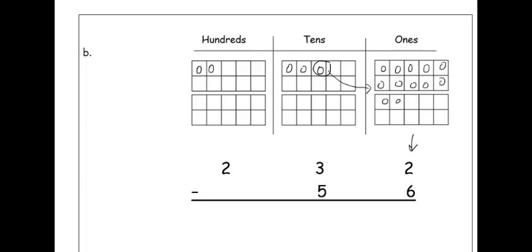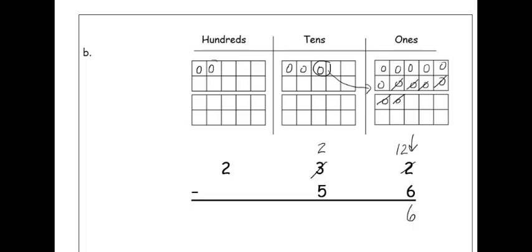So we had 3 tens, we took one of them, so that leaves 2 tens, decomposed it into 10 ones, and combined it with the 2 that were already there. So now I have 12 ones, and I can subtract 6 of those. And that leaves 6 ones. Moving on to my tens column, I have 2 tens, I'm supposed to subtract 5, and I don't have 5.